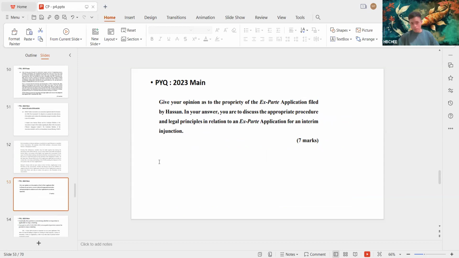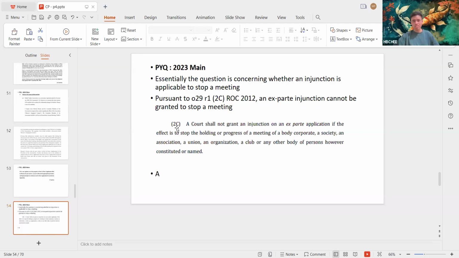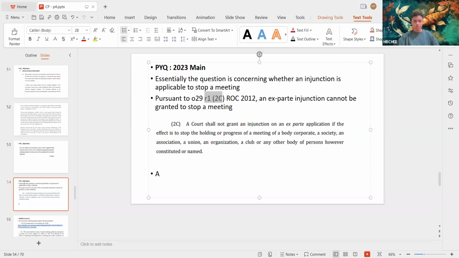Okay, I believe at that point of time I also didn't answer this question until I flipped Order 29 again and saw this. Order 29 Rule 1(2)(c), ex parte injunction cannot be granted to stop a meeting. That is part of the answer, yes. Sandeep's answer also makes sense. She did not make a full disclosure of the facts. Yes, so that it cannot be done.